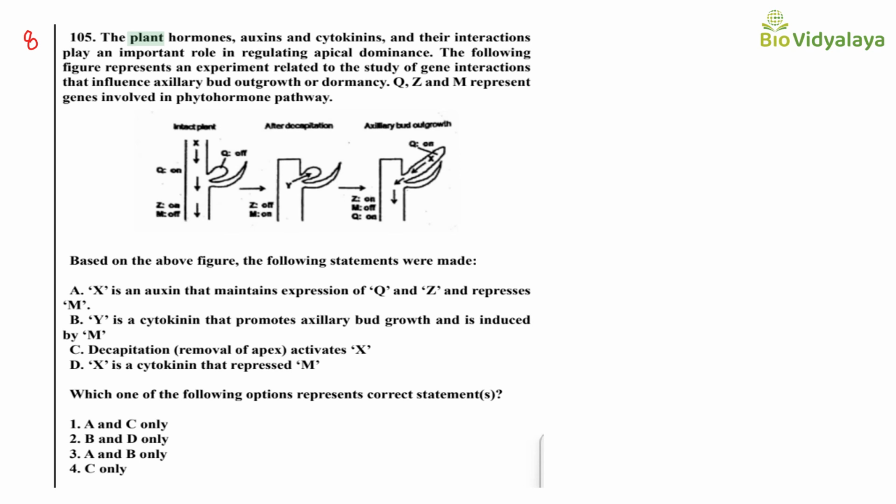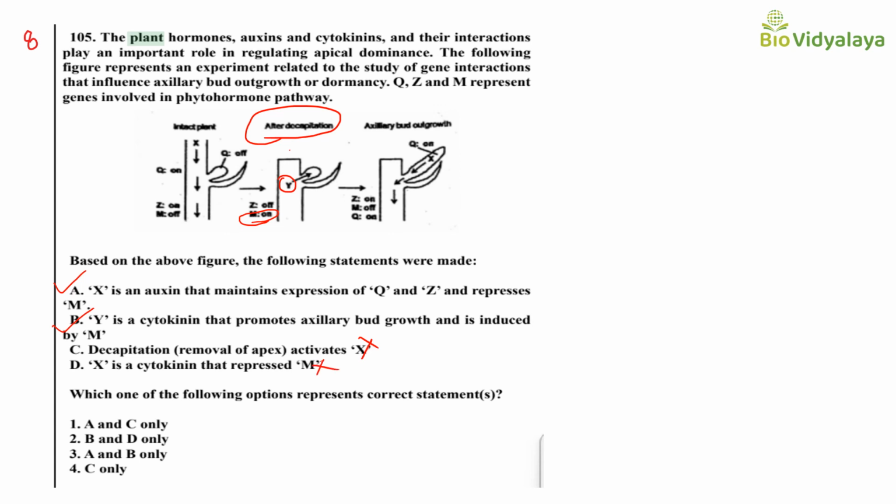Next, statement B: Y is a cytokinin that promotes axillary bud growth and is induced by M. See, here Y is there, leading to the growth of axillary bud. And here M is on, so it is inducing M. So statement B is also correct. Next, C: Decapitation, that means removal of apex, activates X. No. Here we are not seeing hormone X after decapitation, so this is not correct. Next, D: X is cytokinin that represses M. No. X is auxin, so this is also not correct.